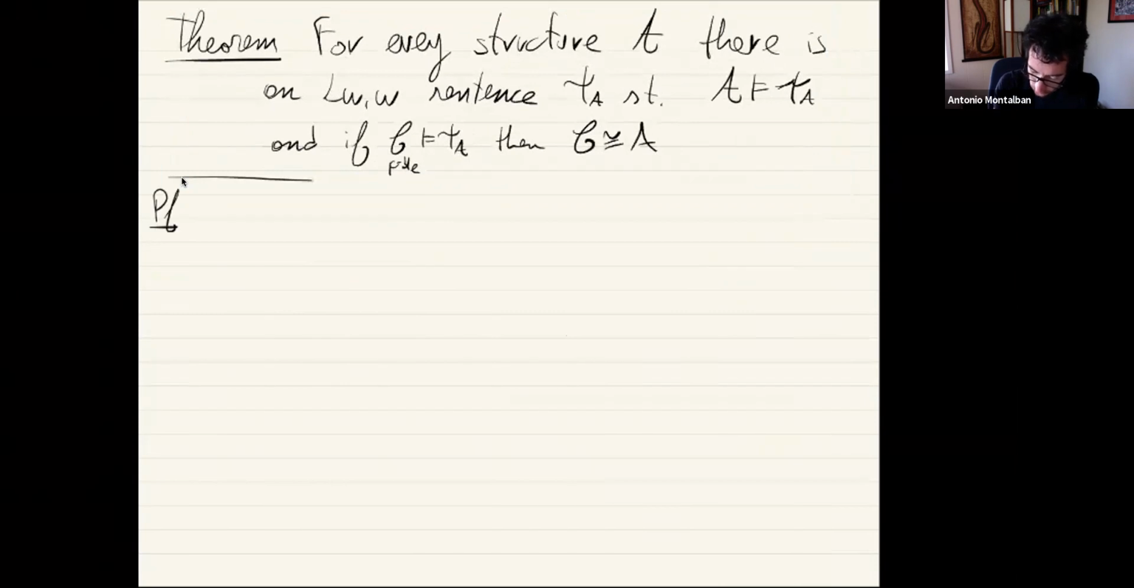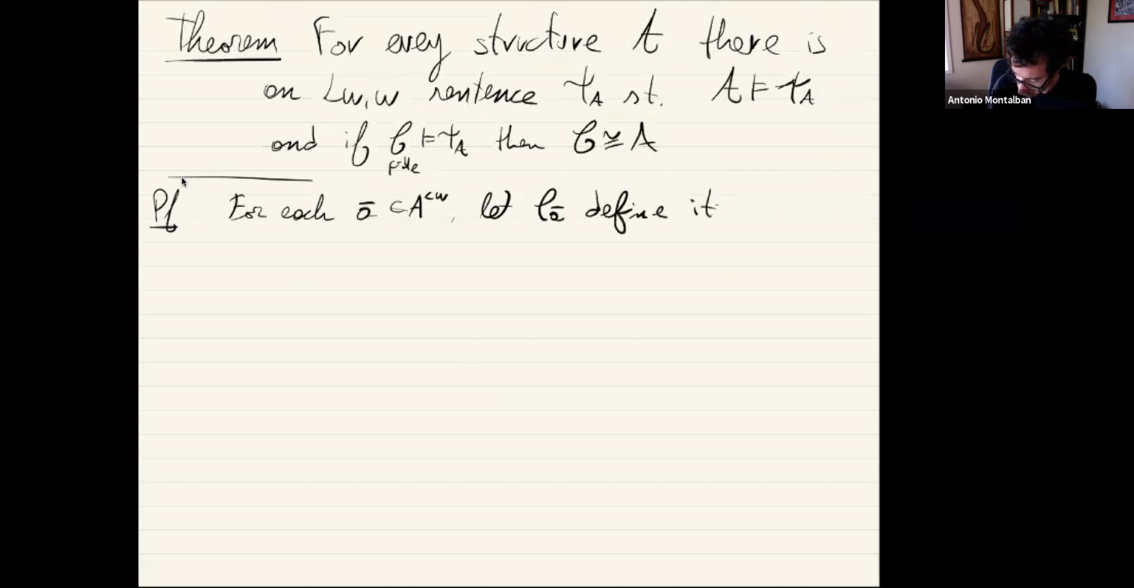So proof. As before, for each tuple A in A to the less than omega, let phi sub A define its orbits, as in the previous layout. Now here's the intuition for this.